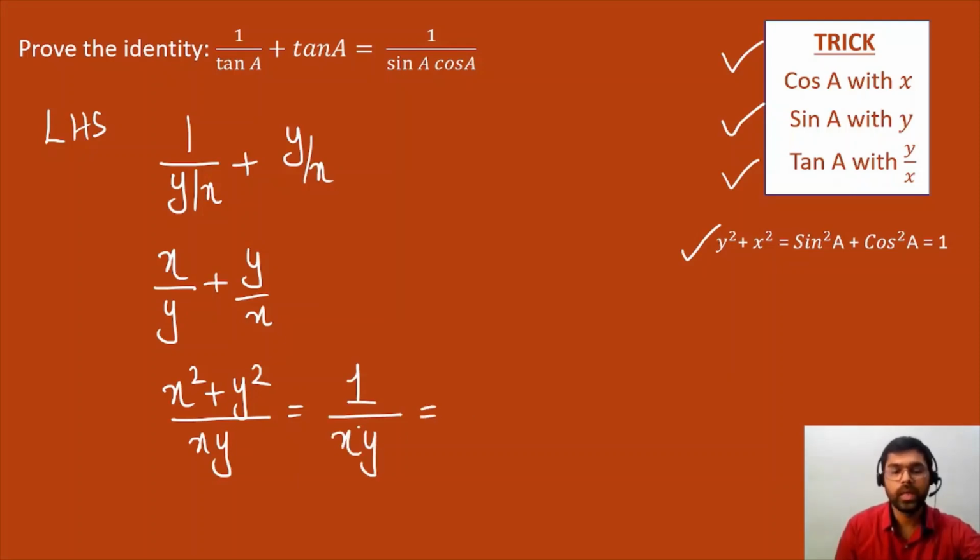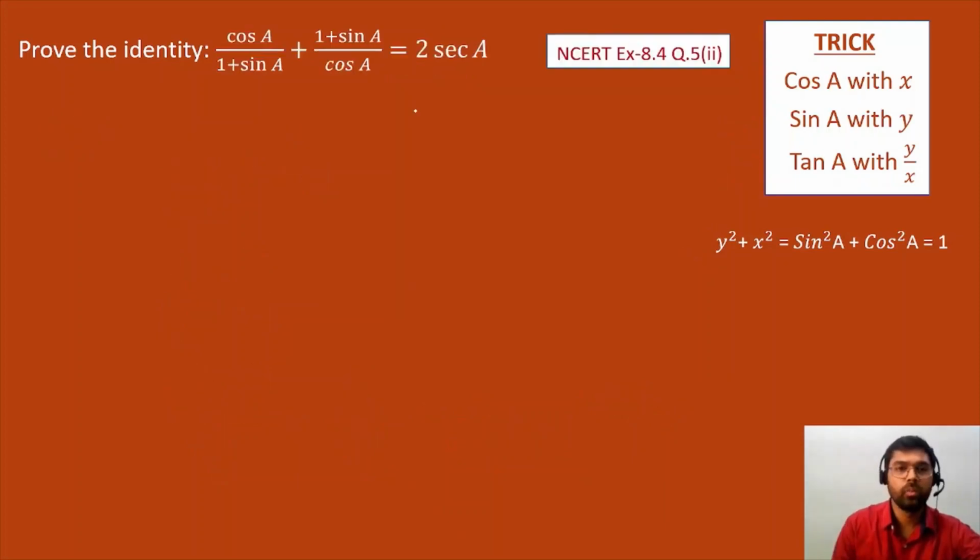Now again replace x and y with sin a and cos a. So 1 upon x can be written as cos a, y can be written as sin a. So you can see this is equal to right hand side. Okay. So you can see using the trick you are able to solve this T identity question very fast. Let us discuss one more question. This is a question of our NCERT. We'll use the same trick.